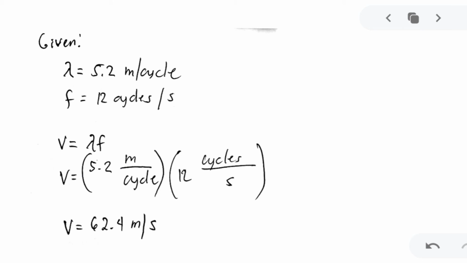Then to find the speed of a wave, that is v, denoted by the speed, is equal to the lambda multiplied by the frequency, or the wavelength multiplied by the frequency. And then substitution: v is equal to the value of your lambda, which is 5.2 meters per cycle, and the frequency is 12 cycles per second. Then cancel the units here. You will be left with meters per second, which is the unit for the speed of a wave. And then next, multiply 5.2 times 12, that will be 62.4 meters per second. So this is your answer.